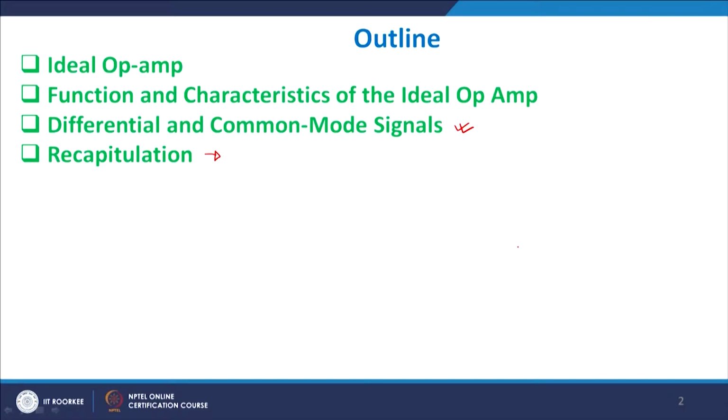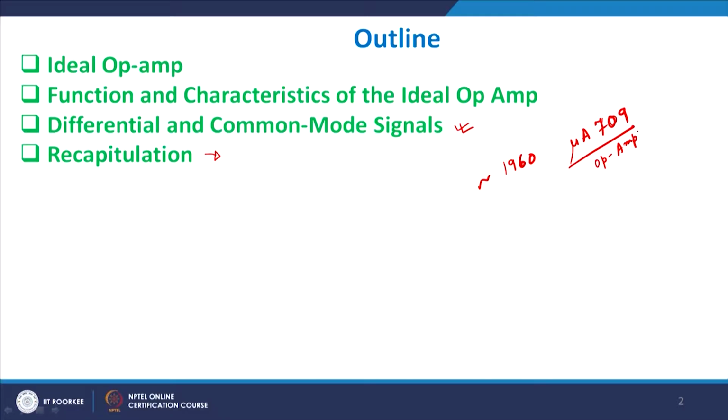Way back in the 1960s, around the 50s and 60s, the first operational amplifier in IC form was designed, approximately in the 1960s or 65. This operational amplifier was named mu A 709. So this was the first operational amplifier which was designed.